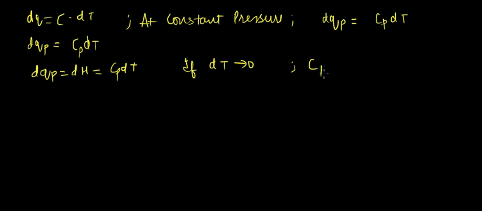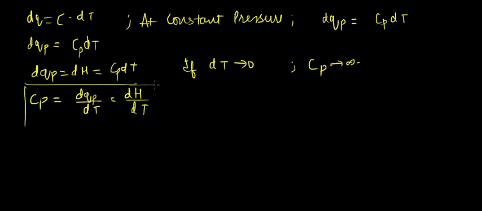Okay, so if the change in temperature is 0, or dT is equal to 0, then Cp would be infinite, or will tend to infinity, as we can write that Cp would be equal to dqp upon dT, which should be equal to dH upon dT. So we can write, if dT tends to 0, then Cp tends to infinity.